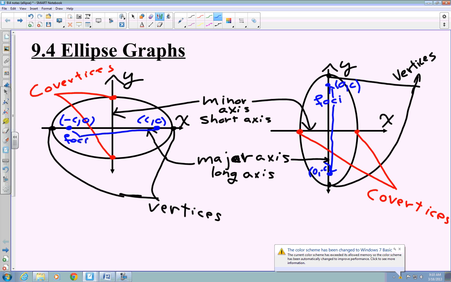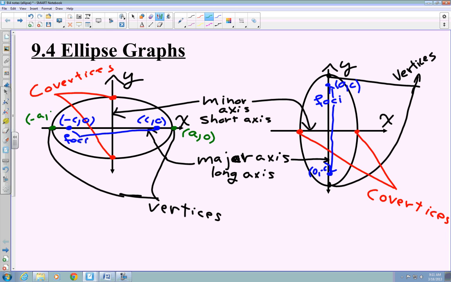For the vertices on the major axis, we're going to use the letter A. So when the major axis is on the x-axis, this would be the point A,0. And on the other end, it would be negative A,0. When the vertices on the major axis are on the y-axis, it would be 0,negative A and 0,A.